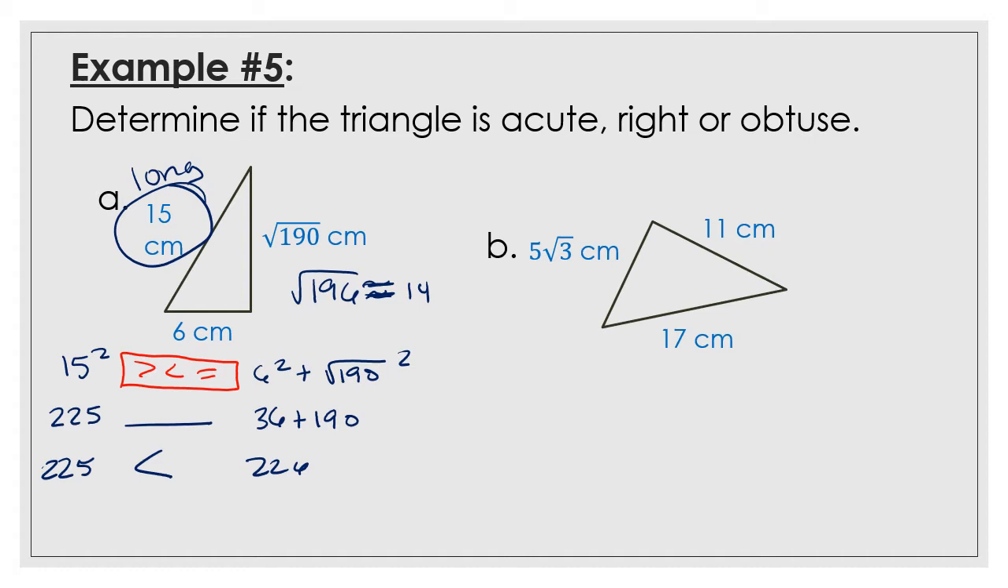225 is less than 226. So remember, this was your longest side squared, and it is less than 226, and that's going to make this triangle acute.